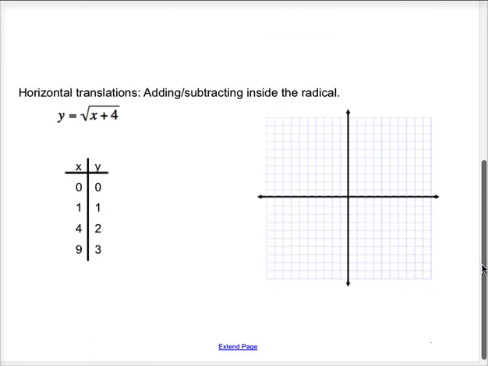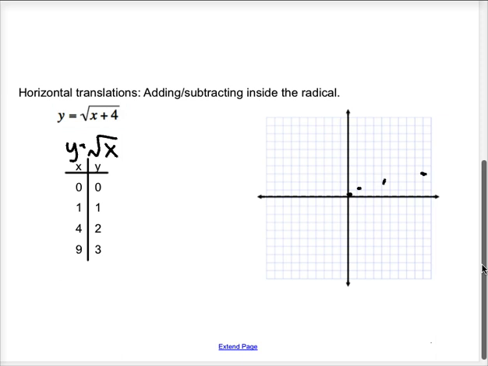All right. Horizontal translations. So remember, we also are able to move things along the x-axis, move things horizontally. So again, we're starting with our basic table of y equals square root of x. So 0, 0, 1, 1, 4, 2, 9, 3. So there's all those basic points.